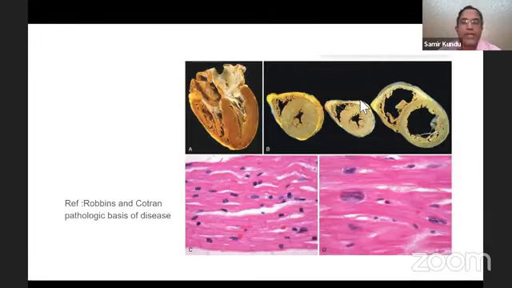This is the structure of the heart, the reference from Robbins pathology book. The upper left shows concentric hypertrophy of the LV without dilatation. The next, concentric hypertrophy of the LV without dilatation. Now, this is hypertrophy of the LV with dilatation. This is the normal structure of cardiac muscles, and this is the hypertrophied muscle.